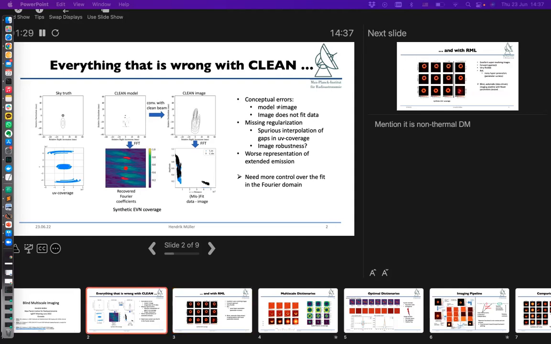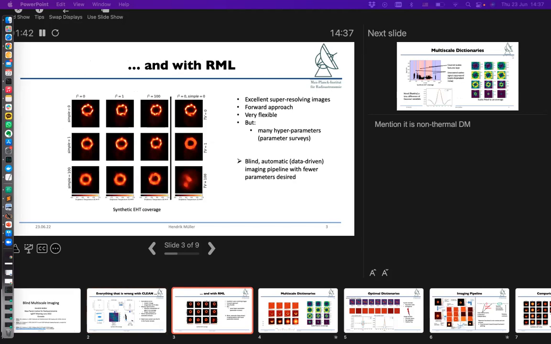And we get those coverage and regularizations. Non-trivial types of operations can introduce regularizations, but RML, on the other hand, also gives us a way out. Typically, these produce excellent super-resolved images with a forward approach, and of course, the forward approach comes with a lot of advantages: we can use more advanced and more sophisticated data terms.